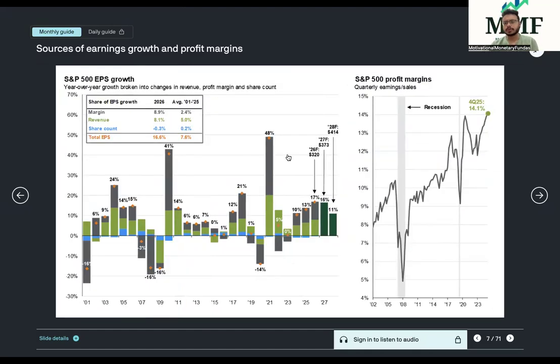S&P 500 growth in 2026 is again expected to be 16.6%. Again, that is fine. Here, this chart is important. And also, this is also important. If you see the past 25 years, in the past 25 years, the average growth in the S&P 500's EPS, the earnings, has been 7.6%. But we are expecting 16.6%.